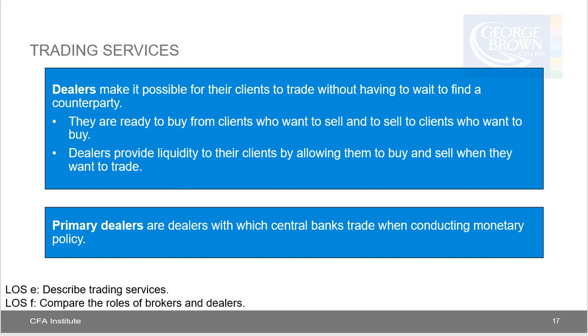Finally, primary dealers are dealers with which central banks trade when conducting monetary policy. So we saw that monetary policy back in the macroeconomics chapter. So when the central banks are conducting their monetary policy, they're dealing with primary dealers. Okay, so for example, central banks may sell bonds to primary dealers to decrease the money supply. The primary dealers then sell the bonds to their clients.